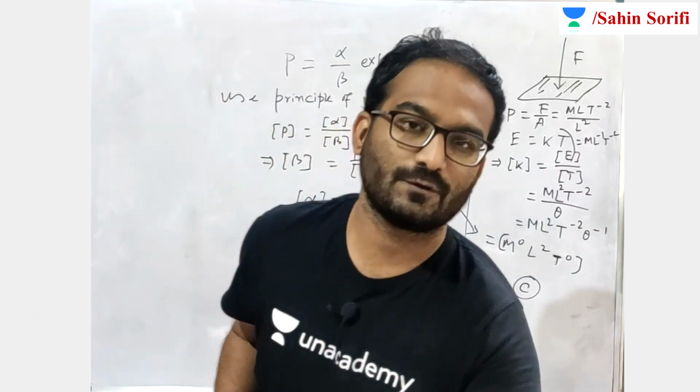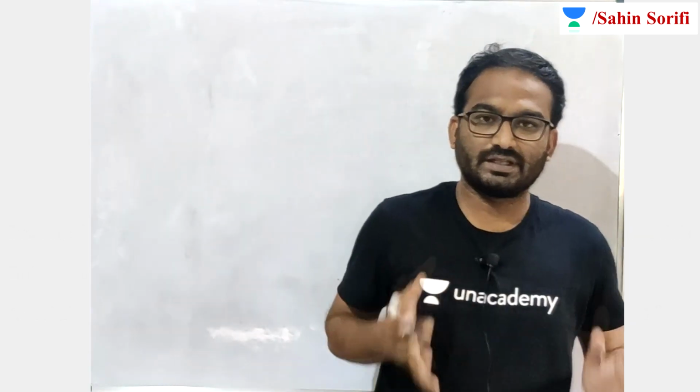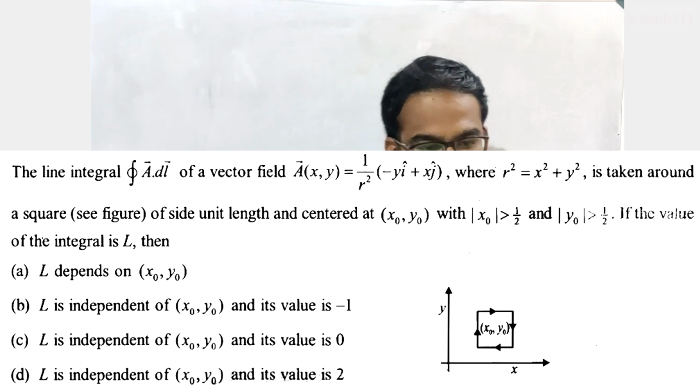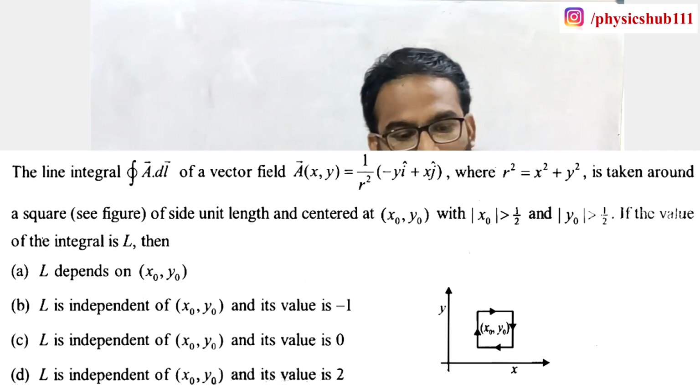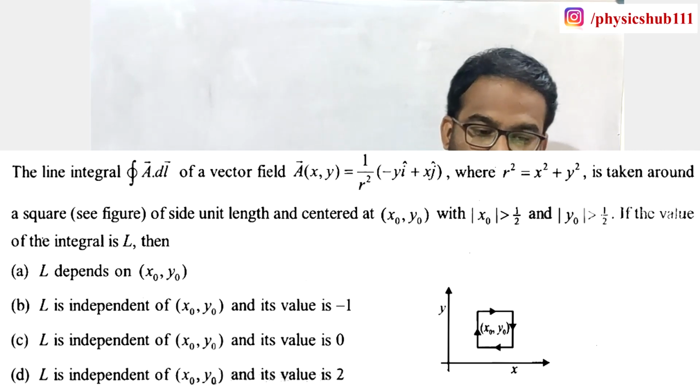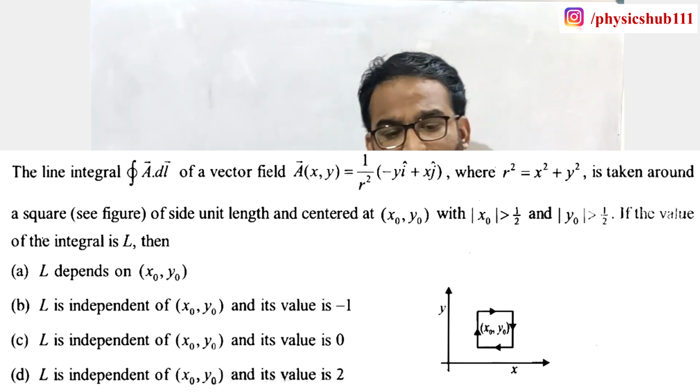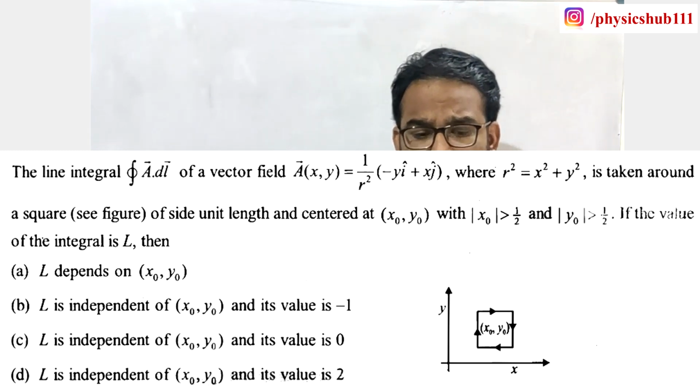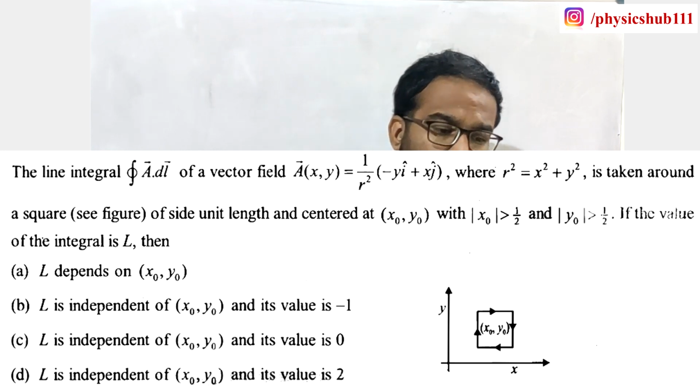Now let's quickly move forward to the next question. The next question reads like this: the line integral over A dot dl of a vector field A of x, y equals 1 by r square times minus y i cap plus x j cap, where r square equals x square plus y square, is taken around a square.